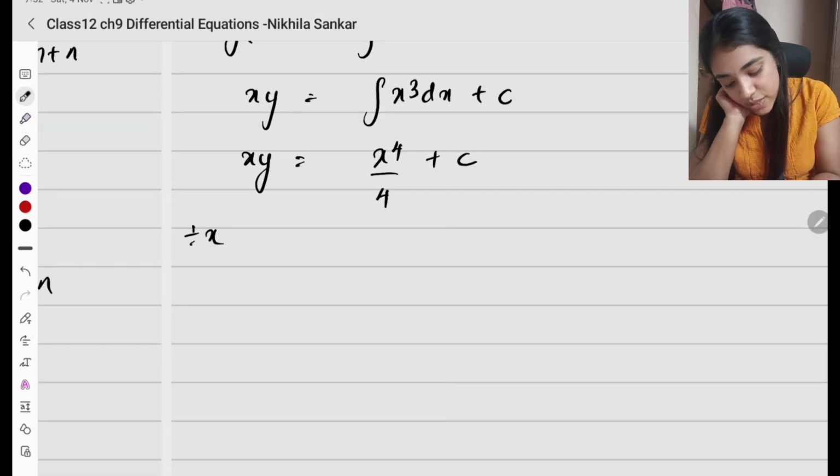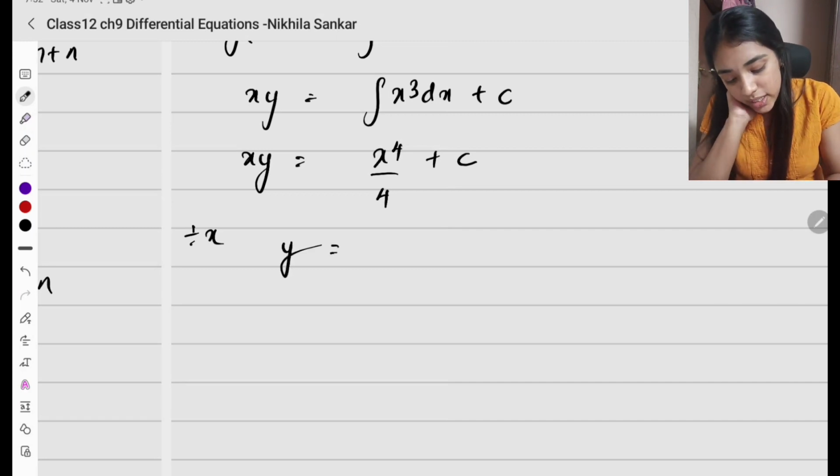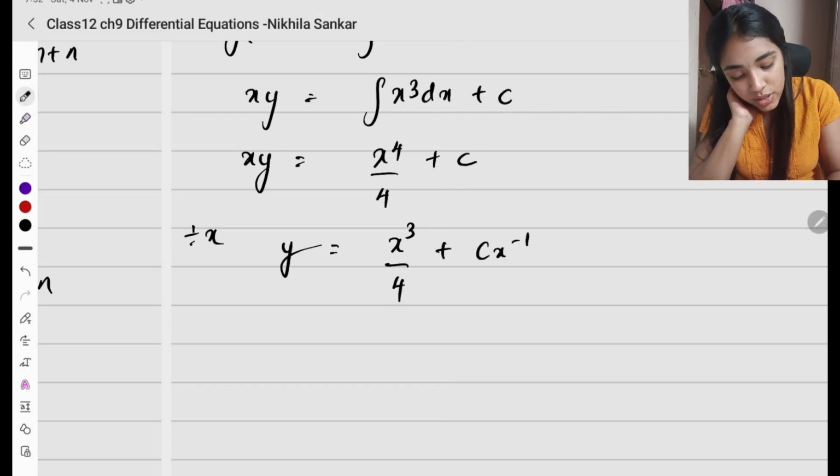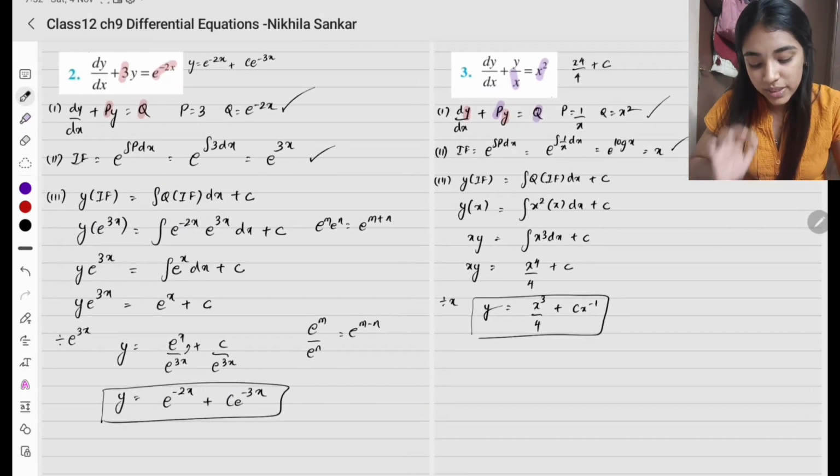Dividing the whole equation by x. Why are we doing that? Left hand side la y mattum venum. Adanal y equals x power 3 divided by 4, divided by x panna, one x poidum, plus c x to the minus 1. Divided by x, numerator pochna, x to the minus 1. Okay, so this is my solution. Please copy.